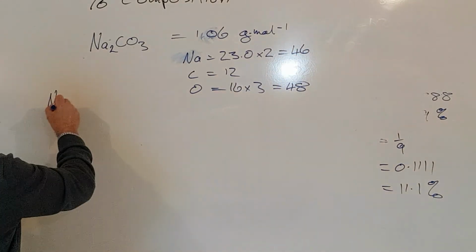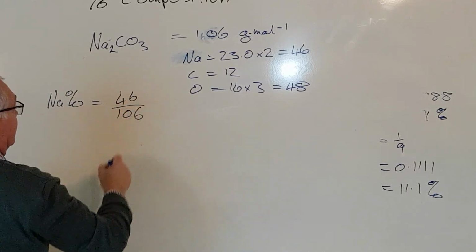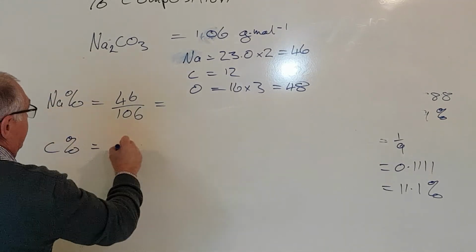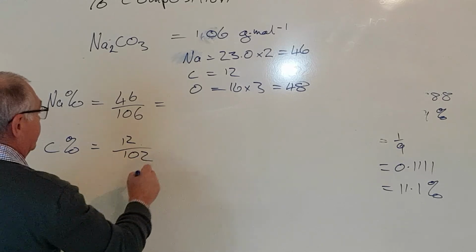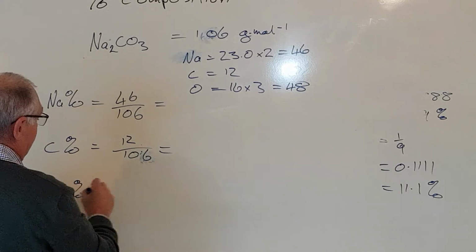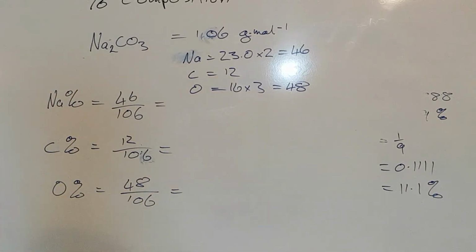So the percentage of the sodium is 46 over 106. The carbon percentage is going to be 12 over 106. And the oxygen percentage is 48 over 106. Now you can put those into your calculator and push the button. Unfortunately, my calculator is on my phone, which is what I'm recording this on, so there you go. Very, very easy to do.